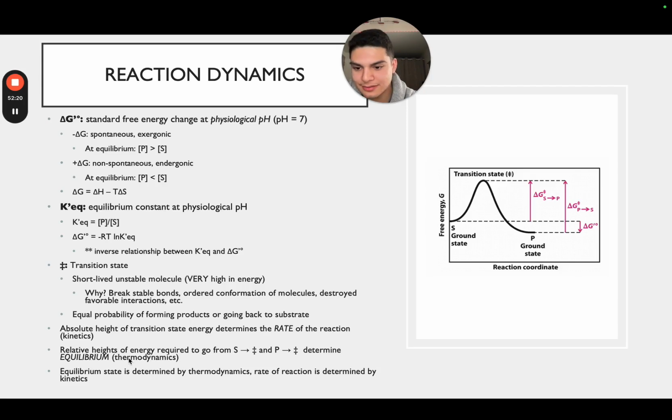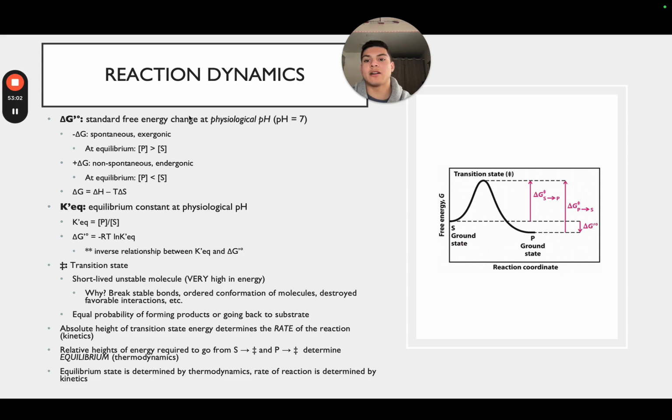But, so yeah, the relative heights of energy to go from S to the transition state and then P to the transition state determine the equilibrium, the thermodynamics. So for example, right here, we see this delta G double dagger, S to P, is going to be from the substrate line to the transition state. And then we also have the delta G double dagger, P to S, in the reverse direction, going up to the transition state. And you can see that it's a larger gap, right? And so when we take this value and subtract it from this one, or either or, I can't remember, that's not important, we see that there's a difference, this delta G naught.